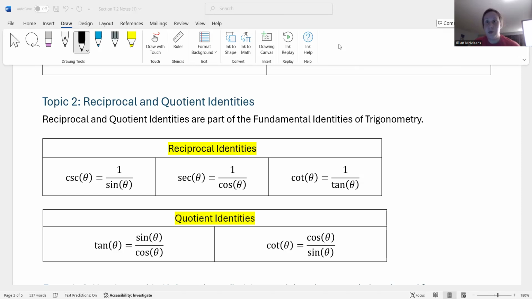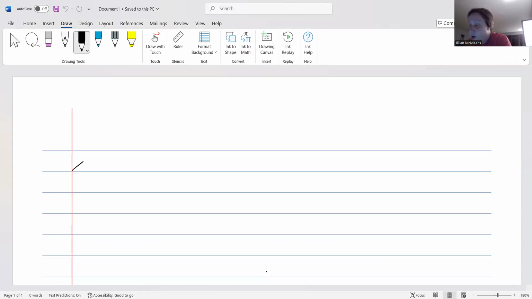So let's go to another blank page. In the previous example, in example one, in the first video, topic one, we had a right triangle like this. The adjacent side to theta had a length of 12. The opposite side to theta had a length of 5, I'm sorry. And then we were able to use the Pythagorean theorem to find that the hypotenuse had to be 13. And from there, we found the six basic trig functions.